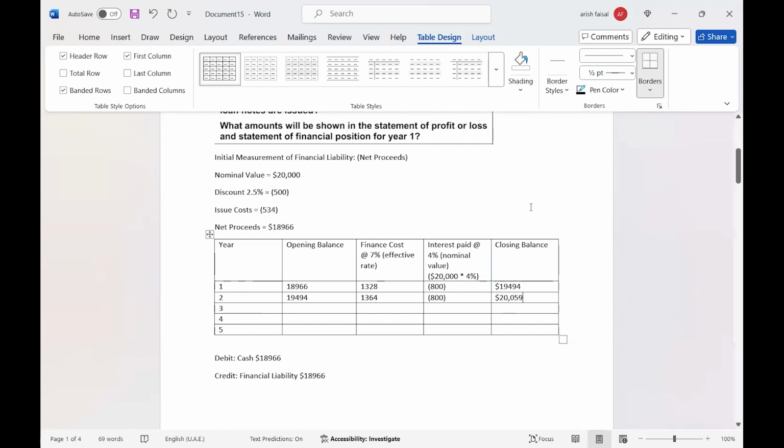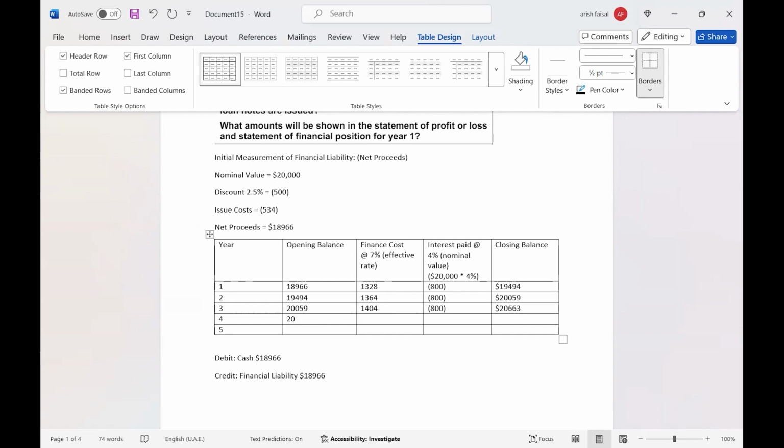Okay. Likewise, we can do it also for the third year. So we take 20059. Again, you will apply 7% on that. You will get 1404. And again you will make a payment of 800 interest. That's the third year. So 20059 plus 1404 minus 800, you get 20663. Okay, that's for the third year.